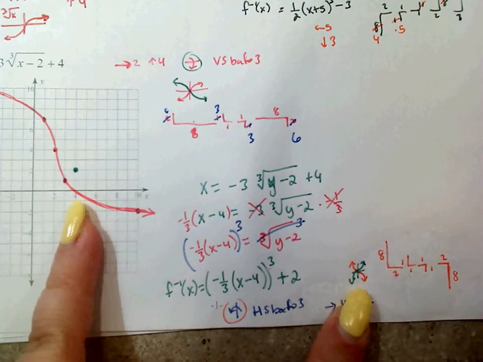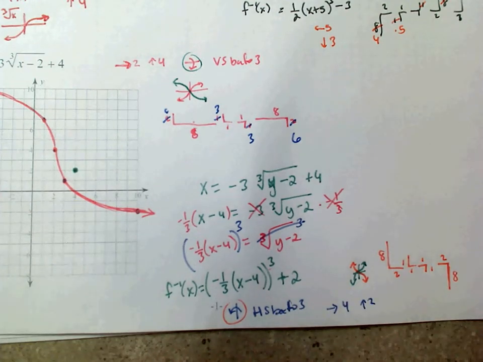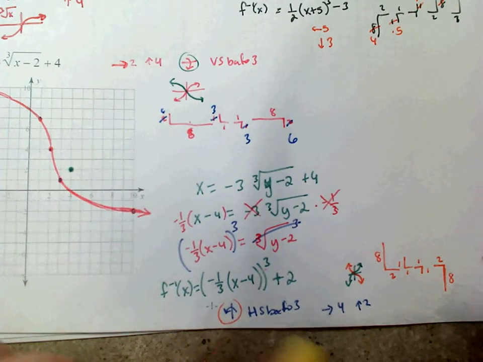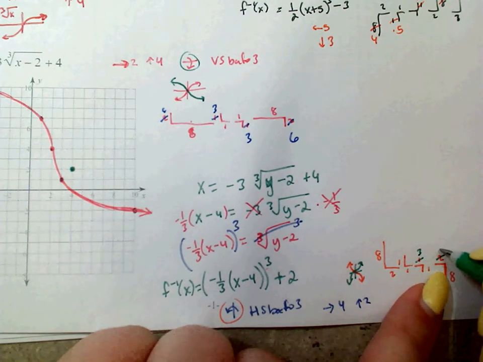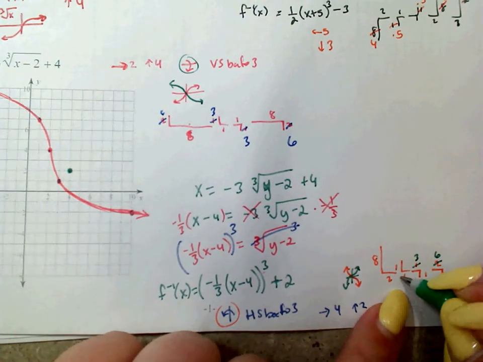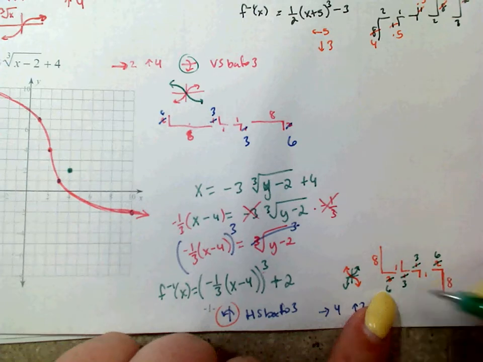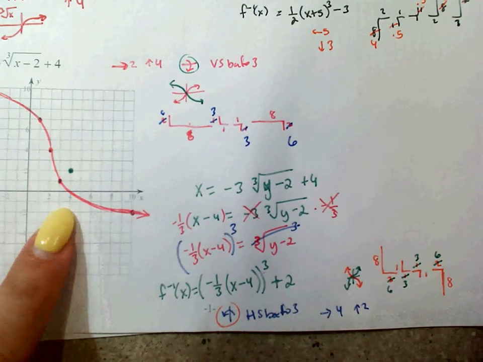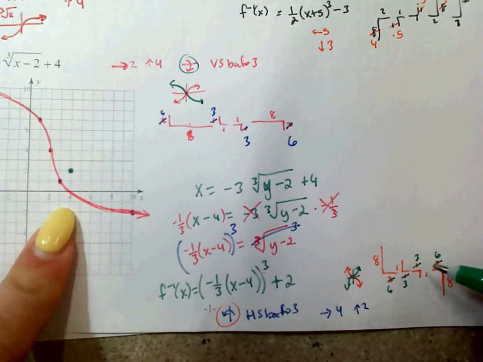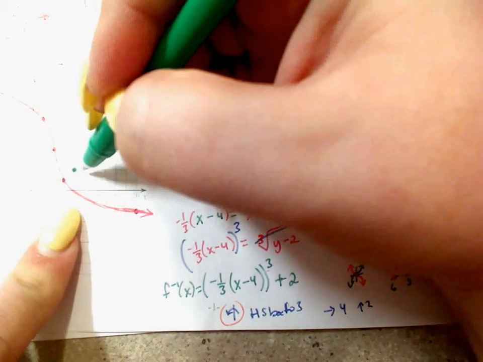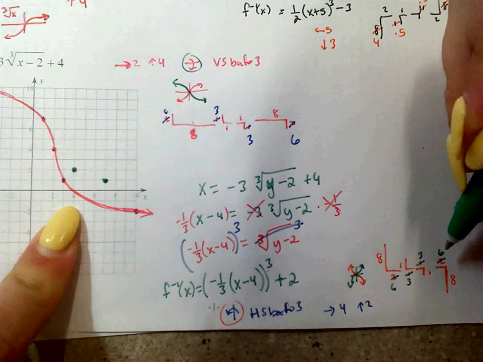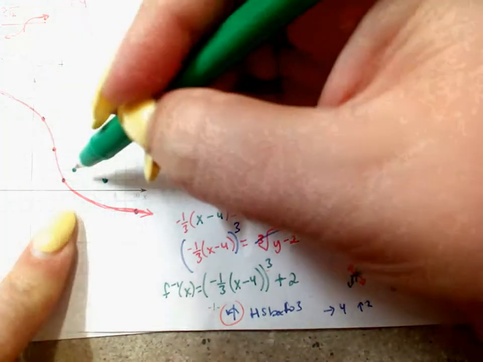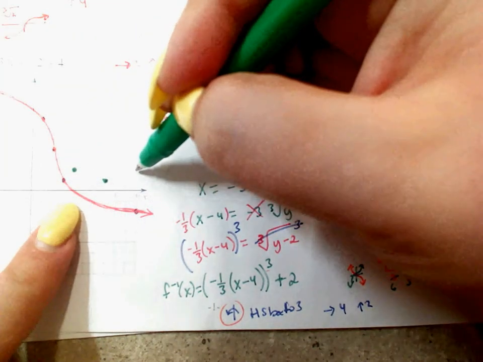But this is a horizontal stretch by a factor of 3. So instead of going to the right 1, we're going to go to the right 3. And instead of going to the right 2, we're going to go to the right 6. Instead of going to the left 1, we're going 3. And instead of going 2, we're going 6. So from my starting point, which is right 4 up 2, I'm going to go to the right 3 and down 1. Then I'm going to go to the right 6 and down 8. So right 6 from 4 is 10, and down 8 from 2 is negative 6.